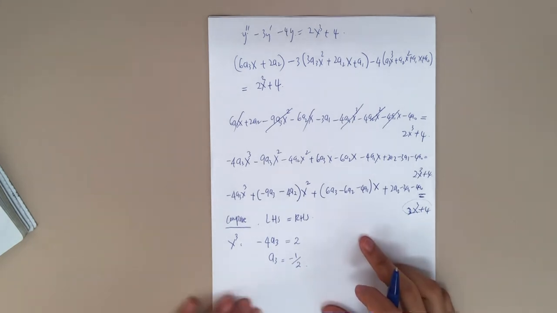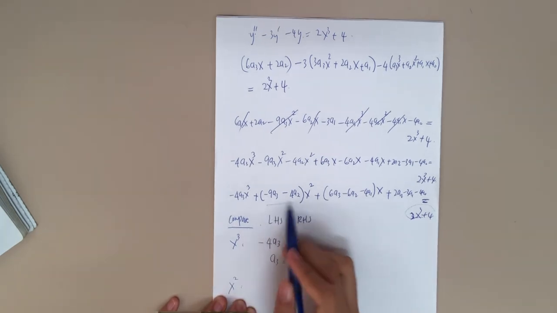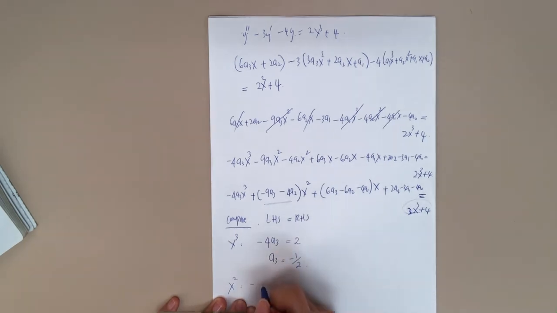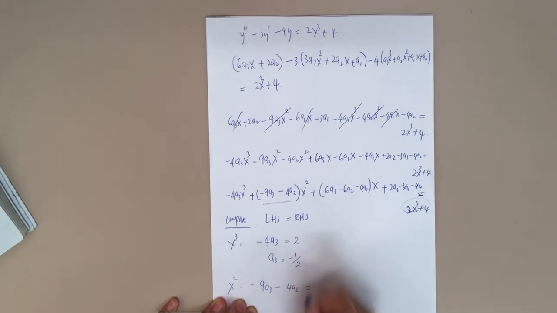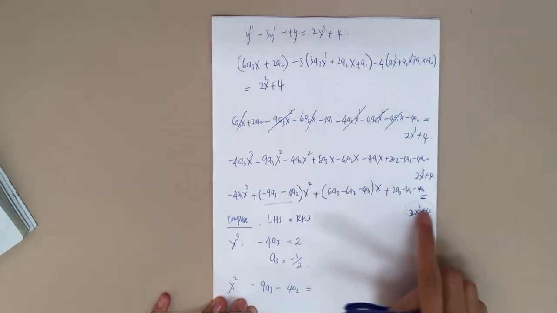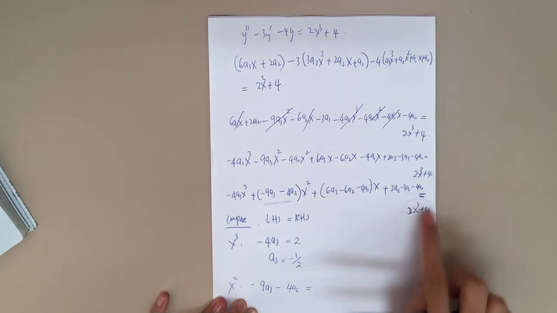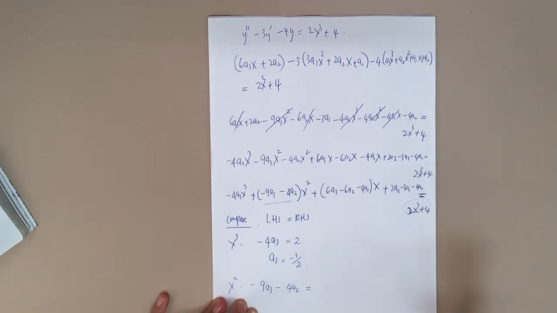Alright, now we proceed to x squared. This is the term that consists of x squared. So they have negative 9a3 minus 4a2 equal at the right hand side. What do we have at the right hand side? Do you have x squared here? No, you don't have x squared. The x squared doesn't exist at the right hand side. When it doesn't exist, it means it's equal to 0. So you will equate it to 0.